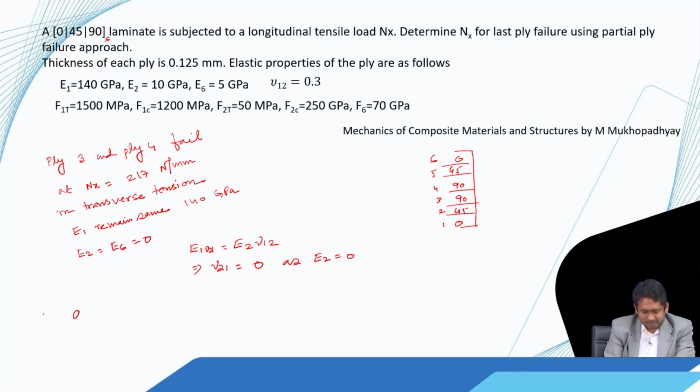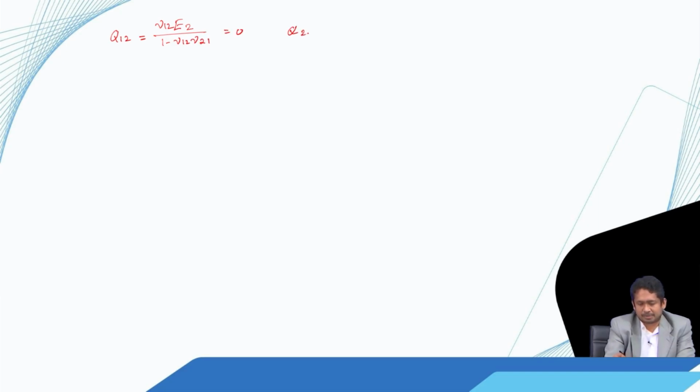So, if this is so, then for ply 3 and ply 4, we have Q 1 1 is equal to E 1 by 1 minus nu 1 2 nu 2 1, and that is 140 GPa, and then we have Q 1 2 is equal to E 2 into nu 1 2 by 1 minus nu 1 2 nu 2 1 equal to 0, and then we have Q 2 2 is equal to E 2 by 1 minus nu 1 2 nu 2 1, which is equal to 0, and Q 6 6 is equal to E 6 equal to 0.